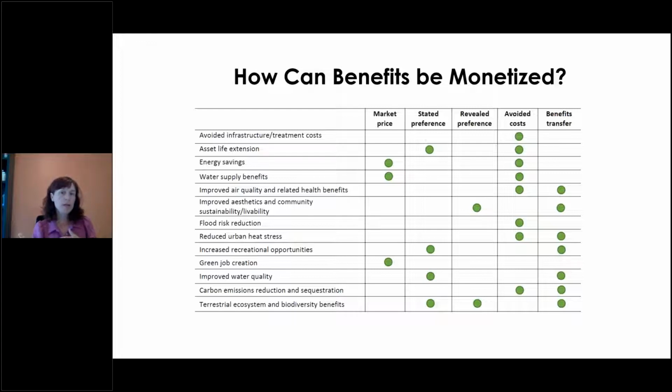We often look at avoided costs, comparing what would happen if you didn't implement the project and what you are avoiding. And then finally, original economic studies are not necessarily cost effective or easy to implement, so we often use benefit transfer. That means we look at other studies that have quantified the value of these different benefits and apply it to our study site. Next slide.